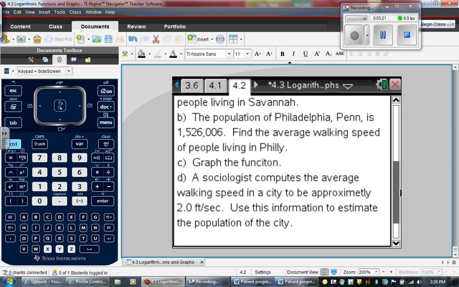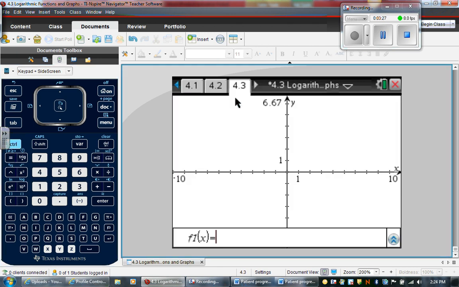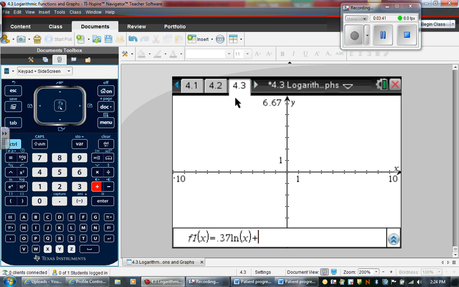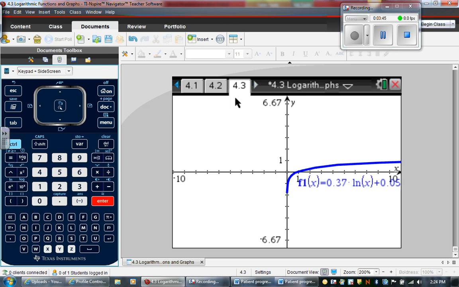Okay, so C says graph the function, and we're going to graph this right on our graphing calculator. Okay, so Control I, add graph. And we're going to put in our function, 0.37 natural log of x plus 0.05. So here's our graph.